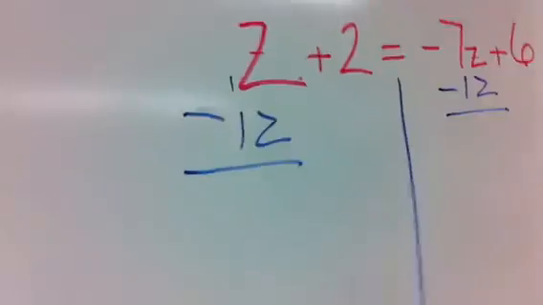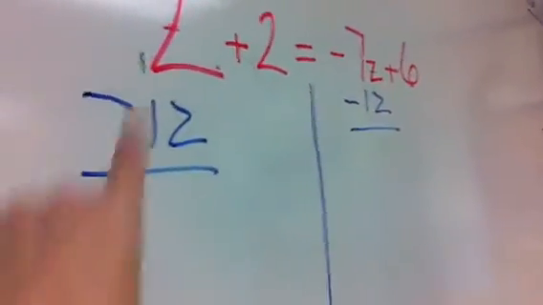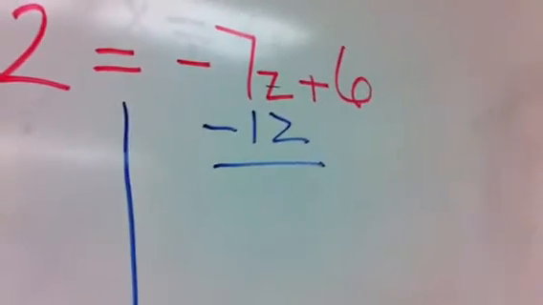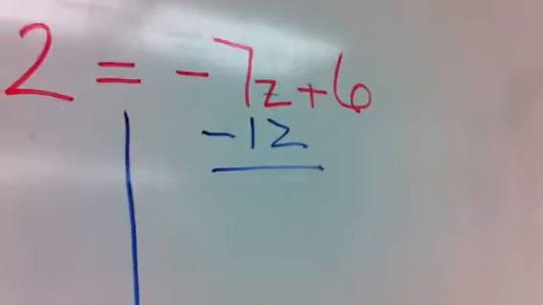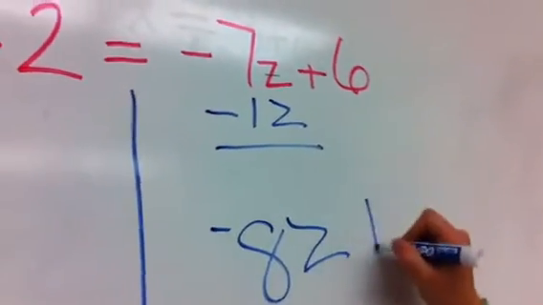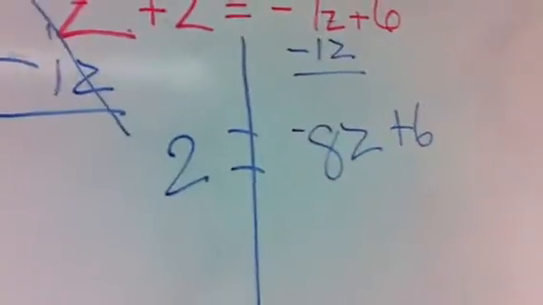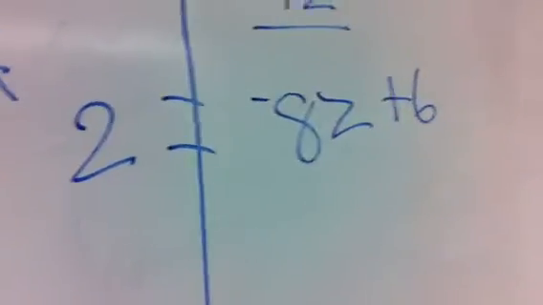Very nice, Vanna. What happens when you have two z's? Subtract them out. Yep, cancel them out. Now this side of the equation, if we have two negative numbers, what do we do? We add them and keep the signs. Yay, we add them and keep the signs. And bring down the positive 6. Bring down the 2. All right. Now our equation says 2 equals negative 8z plus 6.